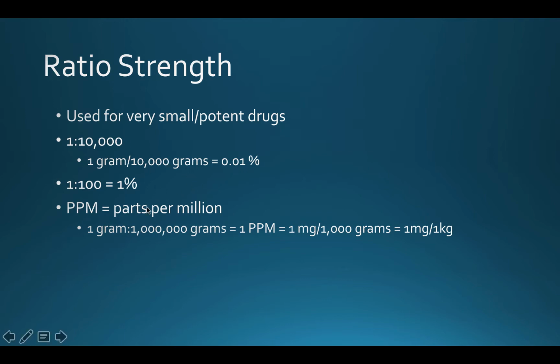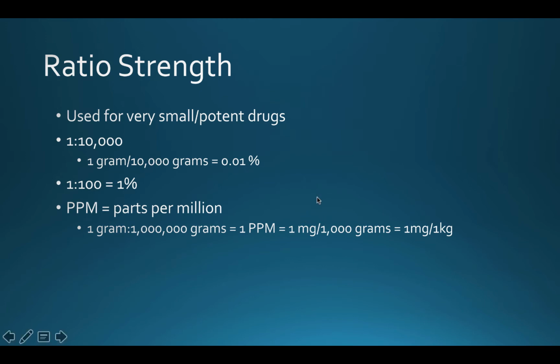Okay. Now, parts per million, 1 gram to 1 million grams, often is expressed as 1 milligram to 1,000 grams, or 1 milligram to 1 kilogram. Again, 1 milligram is a tiny, tiny amount. 1 kilogram is a lot. I mean, that's 2.2 pounds. That's a lot of substance there.